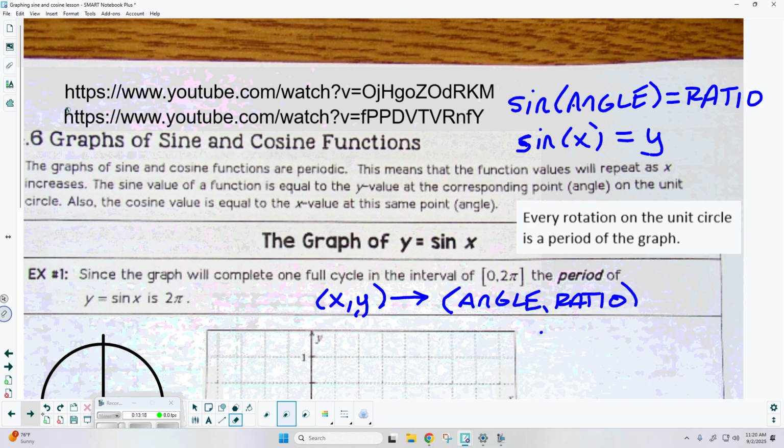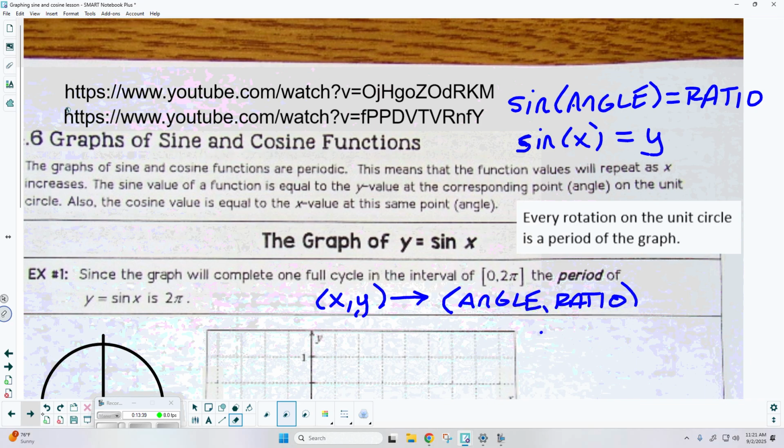Okay. Now, the sine value of a function is equal to the y value at the corresponding point or angle on the unit circle. Also, the cosine value is equal to the x value at the same point on the angle. Remember, that's just reinforcing what we did last week. Sine is the y variable, cosine is the x variable. Okay. Well, here's how we're going to do this.